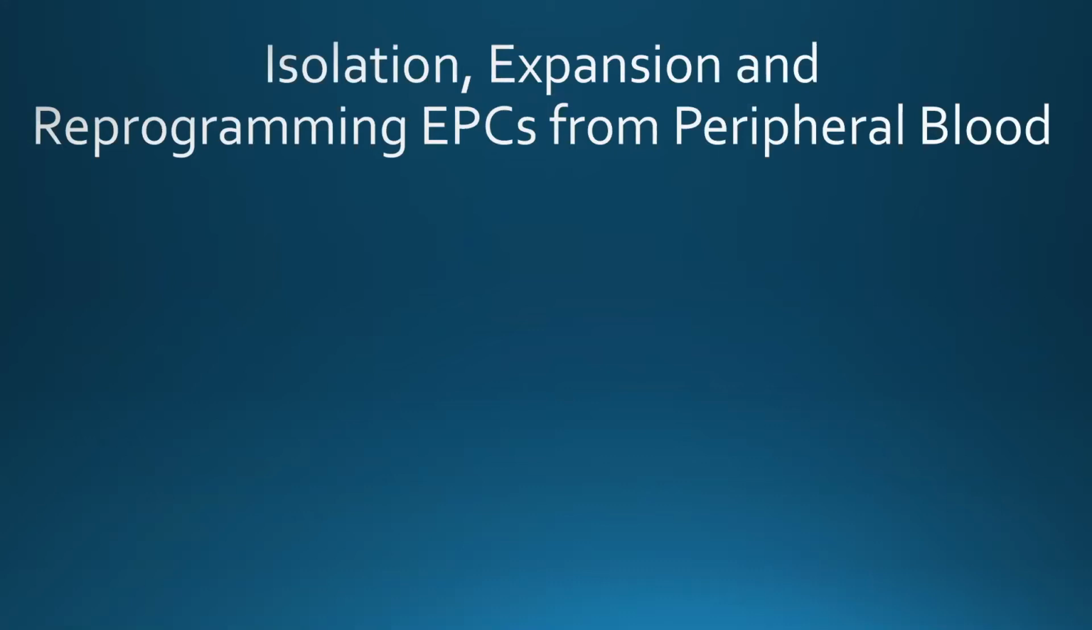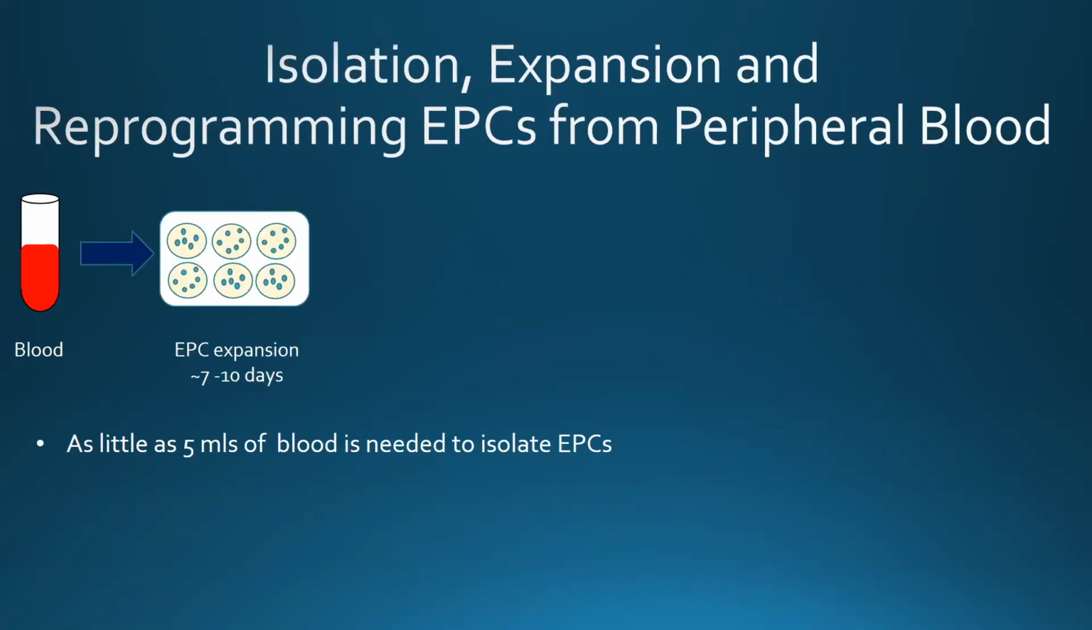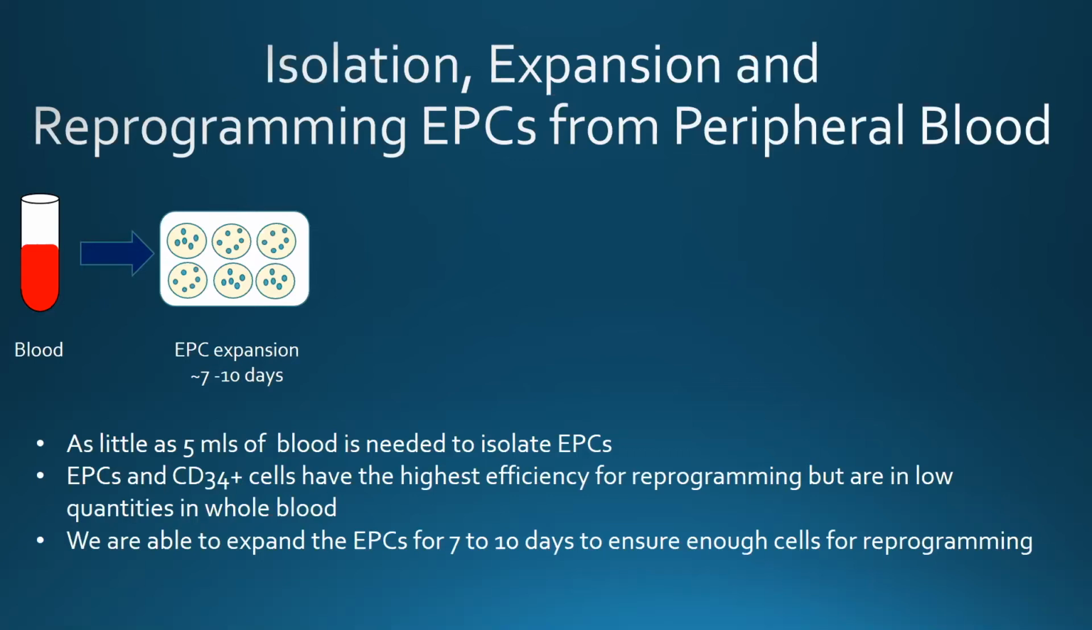We also isolate, expand, and reprogram EPCs from peripheral blood. Here, we take whole blood. As little as 5 mLs is needed to isolate the erythroid progenitor cells. Erythroid progenitor cells and CD34 cells actually have the highest efficiency for reprogramming, but they're in low quantities in whole blood. So we are able to take these EPCs and expand them for up to 17 days. That's to ensure that we have enough cells for reprogramming.